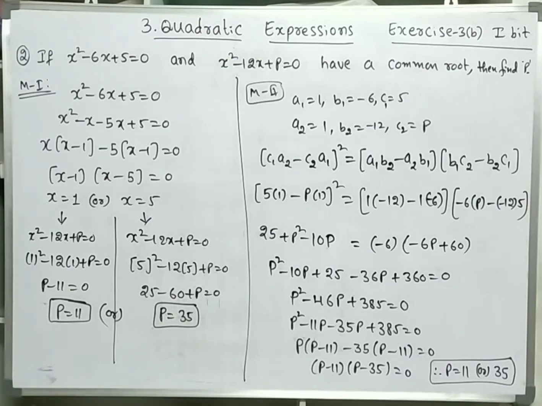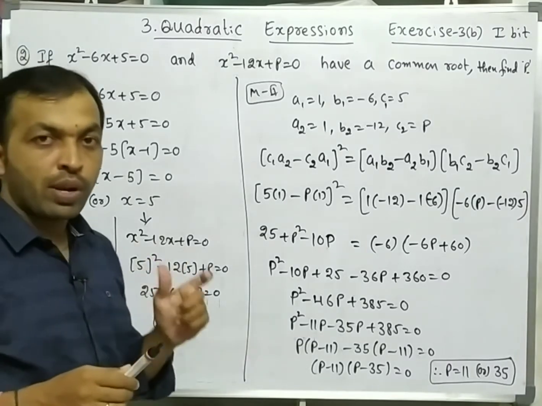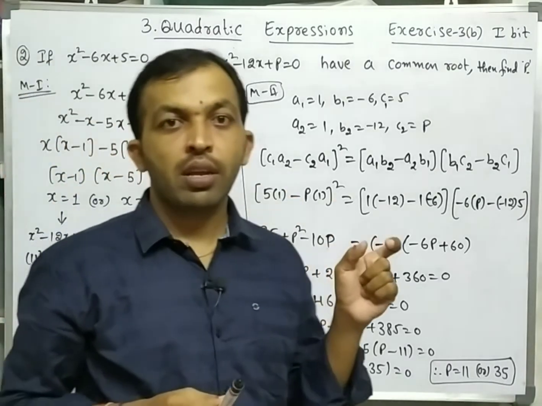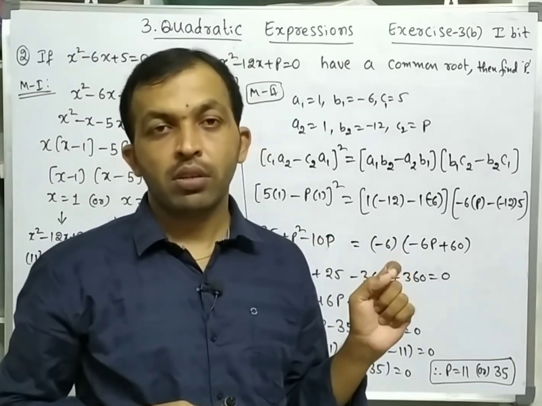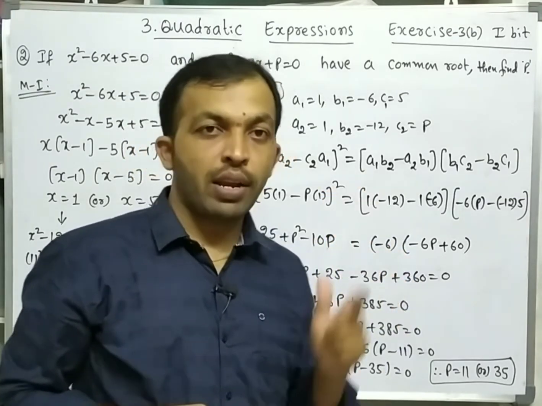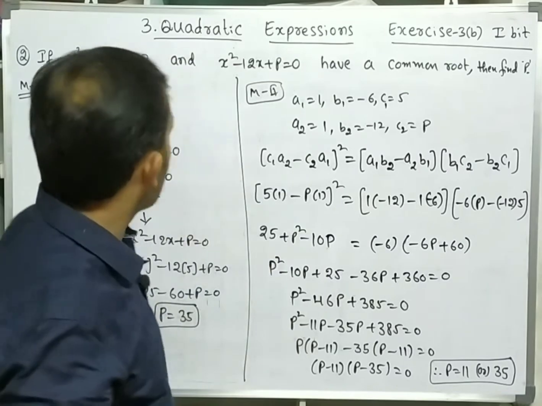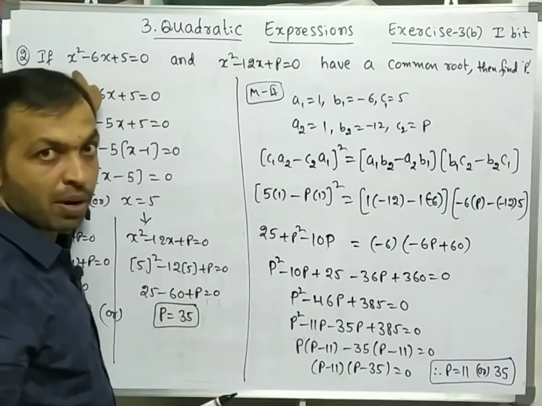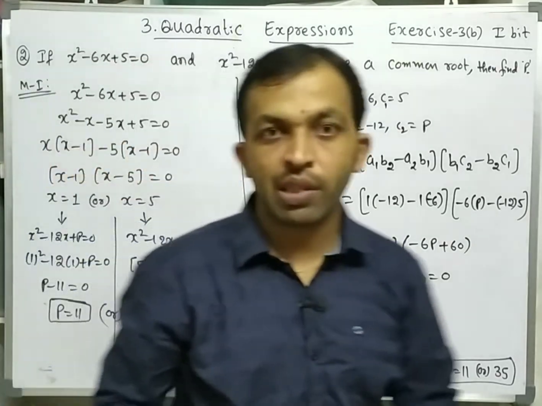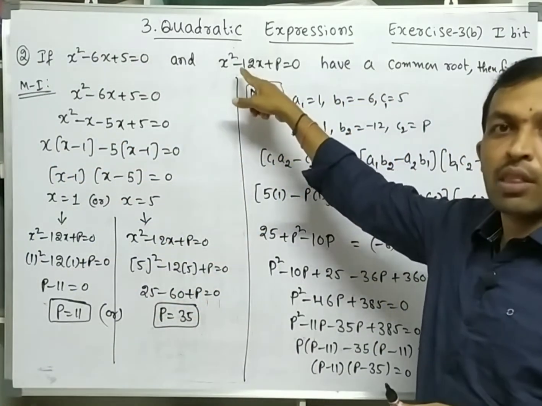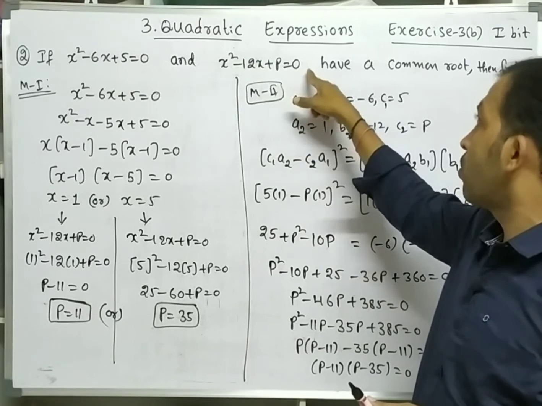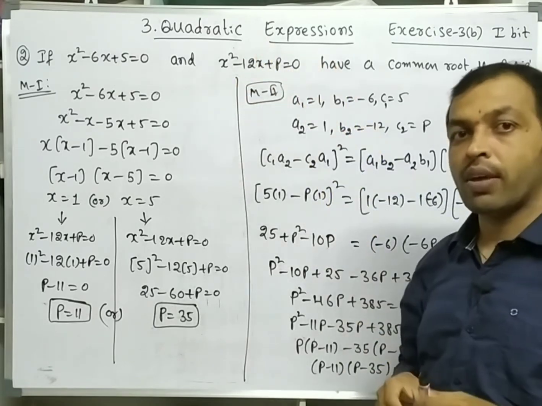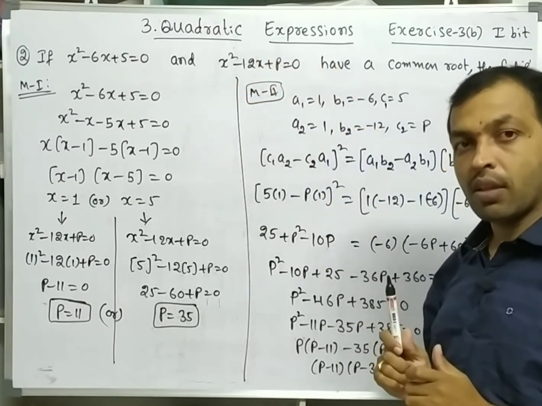Second problem is similar to the first problem. Students, pause the video and write the question. Then solve yourself and check with the solution. So the problem is, these are the two quadratic equations. One is x square minus 6x plus 5 equals 0, and the second one is x square minus 12x plus p equal to 0. These two have a common root. Then find the value of p.